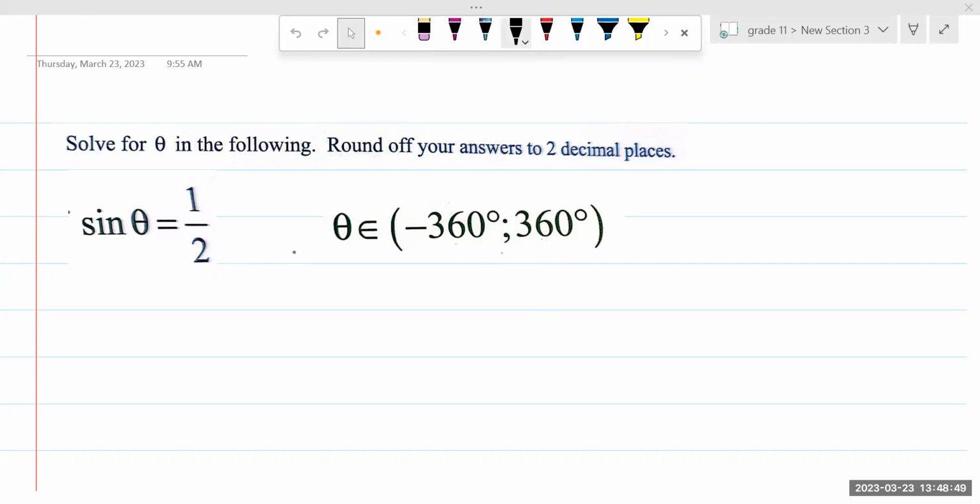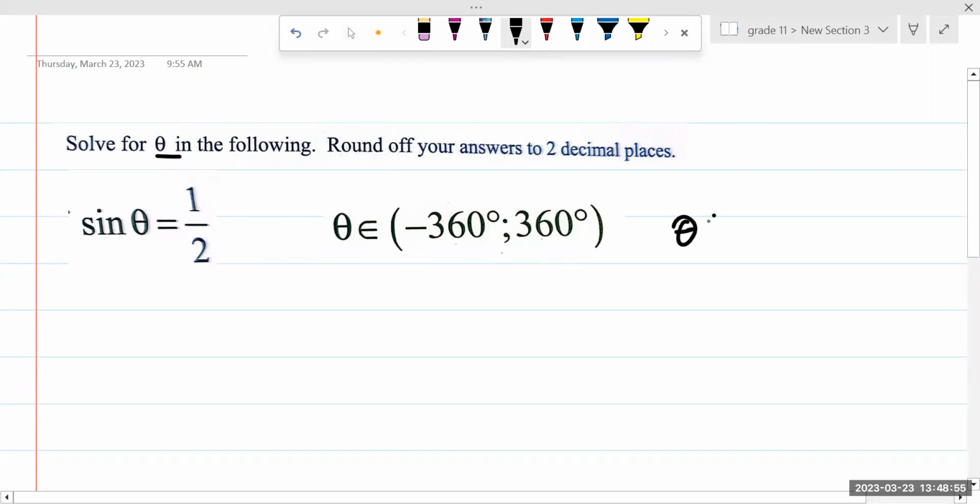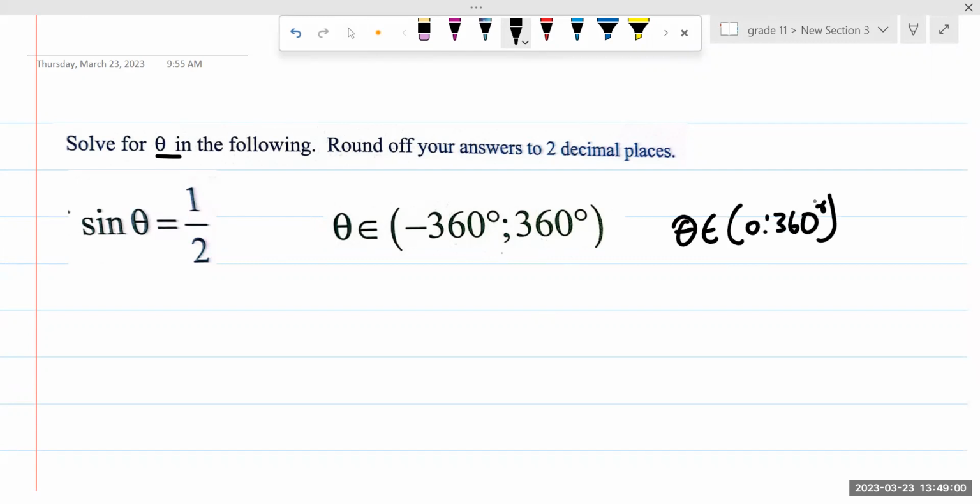For example, the difference from what we're doing now. They're saying you should solve for theta, but instead of starting from 0, so we've been doing this one. Theta is an element from 0 up until 360, which means we're only working on the first cycle only.